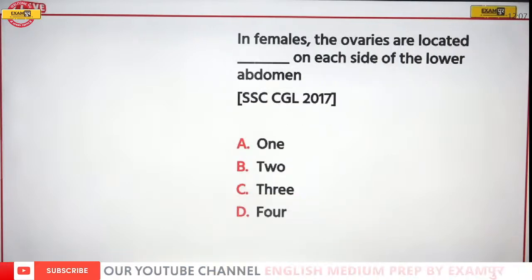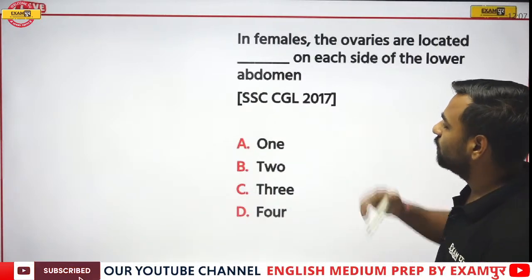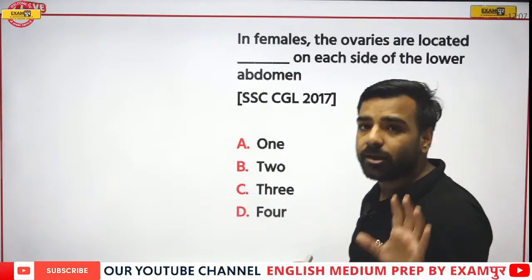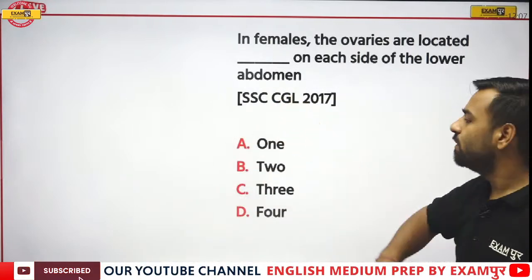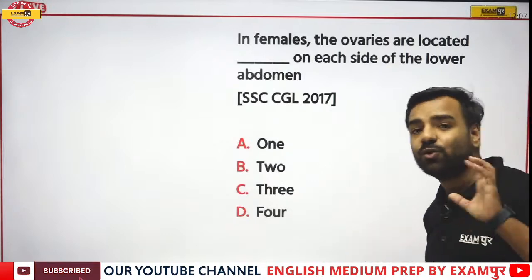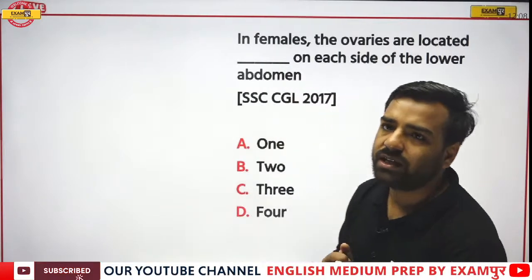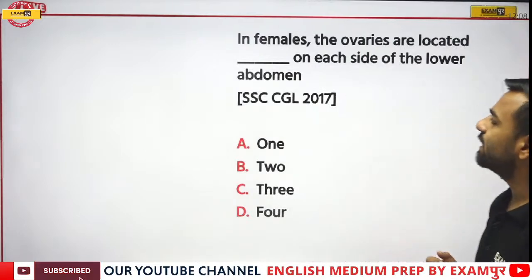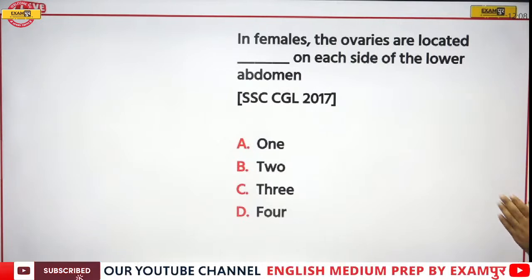Moving forward with the next question. In females, the ovaries are located on dash side of the lower abdomen. Now, this question is an important one. Because as soon as we see the question, we click on one of the options which even you might be thinking may be correct, but that would be wrong. So I want an answer from everyone: in females, the ovaries are located on dash on each side of the lower abdomen.